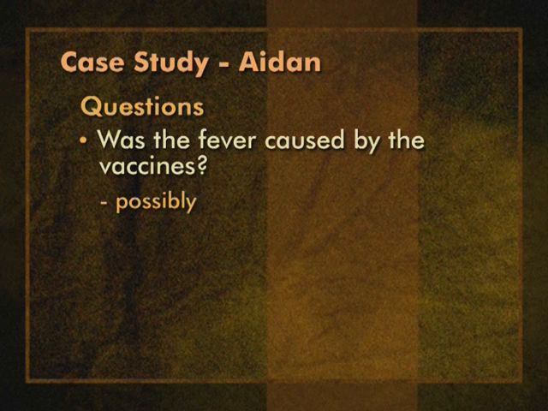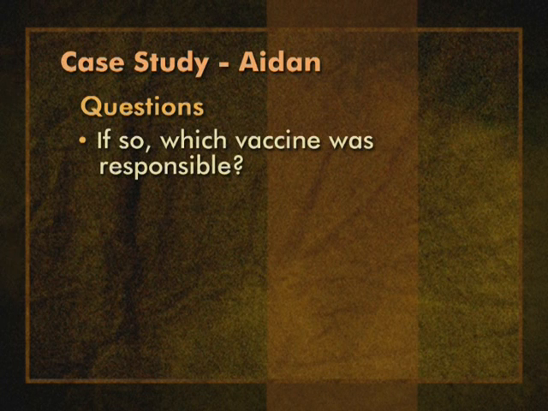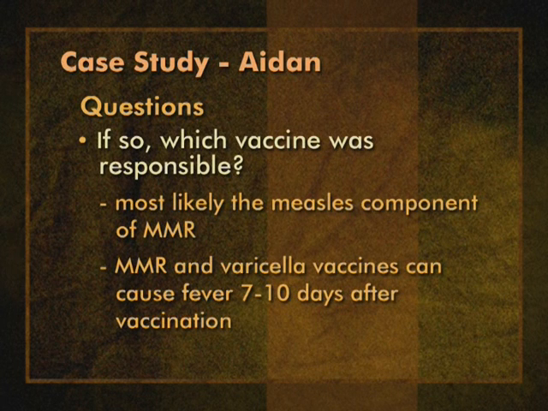Possibly. Fever is not common, but can occur after almost any vaccine. If so, which vaccine was responsible? In this case, the fever was most likely caused by the measles component of MMR. MMR and varicella vaccines can cause fever 7 to 10 days after vaccination. The timing of the fever relative to the vaccine gives us a hint about which vaccine might be the cause. Fever after live vaccines occurs after an incubation period of the virus. Fever following inactivated vaccines usually occurs within 48 hours of vaccination.